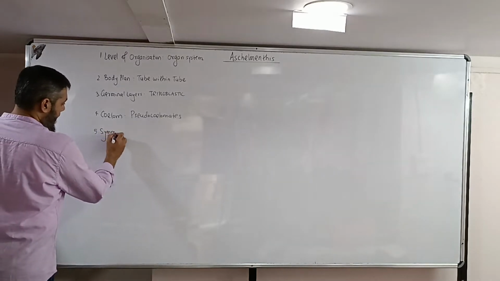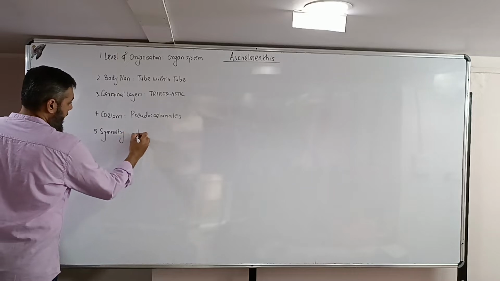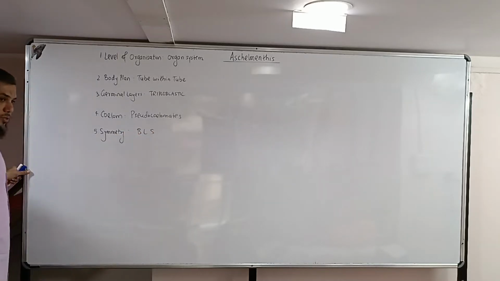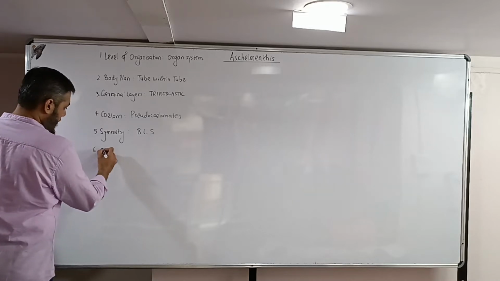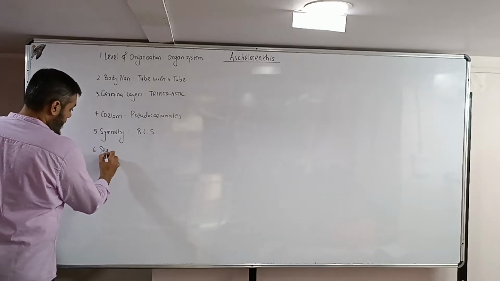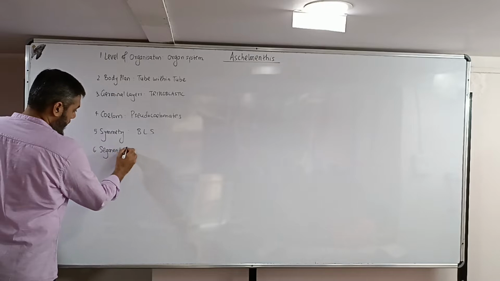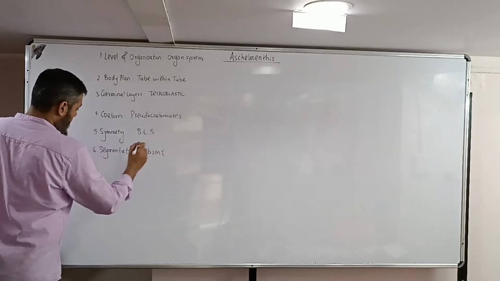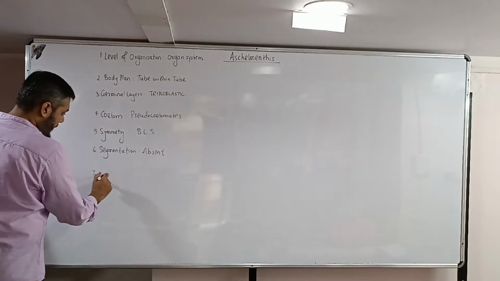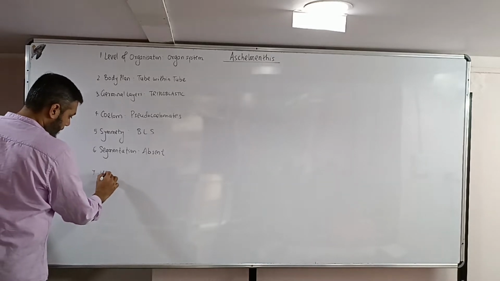Fifth point, which one? Symmetry. And I have written BLS. And what is BLS? Bilateral symmetry. Then segmentation. And we'll say that the segmentation is absent. So the seventh point will be, kids? Habitat.